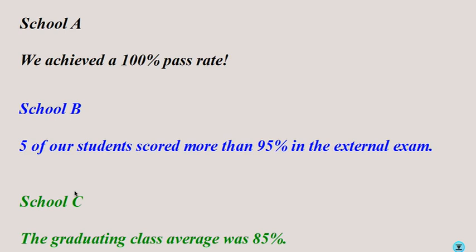Consider School B. They are focusing on the best achievers. Now, what about the rest of the class? Where did they score? Did they pass? We don't know that. And look at School C. The graduating class average was 85%. The good thing about this school is that they calculated the average of everybody. But does this mean that some people failed? Does this mean that they were all clustered around the 85 and nobody scored high grades? We don't know. So you should always ask yourself, not only what am I being told, what am I being not told?